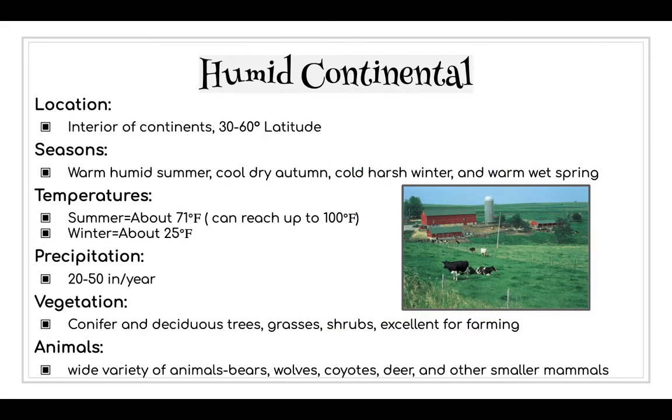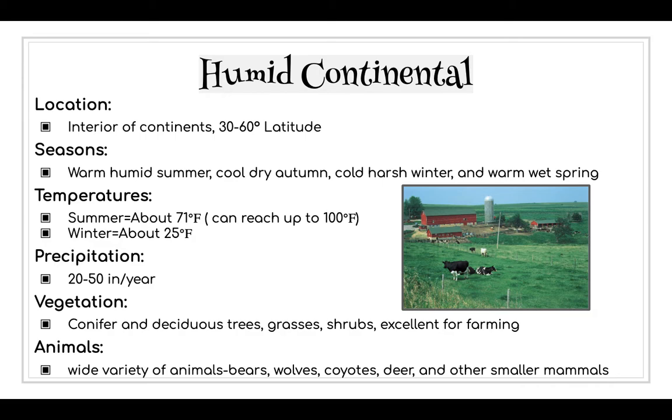All right, and then last one here is humid continental. This is the one that we actually live in. We're kind of right on the edge of humid continental and humid subtropical, but location is interior of continents between 30 to 60 degrees latitude, and this is mostly in North America. There's some in South America, and then Europe very much, and Asia very much. There's quite a big bit in that one as well. So in humid continental, you have warm, humid summers, cool, dry autumns, and then cold, harsh winters, and then warm, wet springs. So that's exactly what we have here.